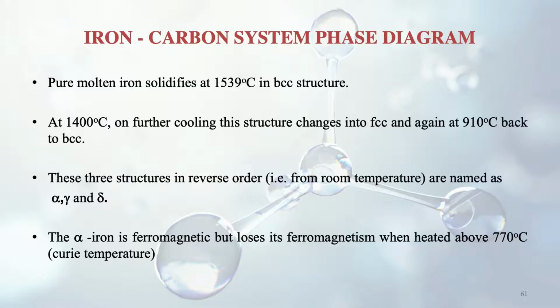The alpha iron is ferromagnetic but loses its ferromagnetism when heated above 770 degrees centigrade. So this temperature, most of us have studied about. It's a very important temperature. It is also known as the Curie temperature, above which a magnetic material loses its magnetism.